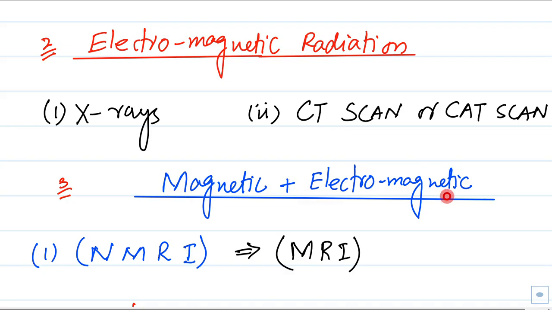Then we have the magnetic and electromagnetic techniques, right? Those techniques in which magnetism and electromagnetism is involved are MRI, or we usually call it NMRI, nuclear magnetic resonance imaging, right? And in the above one, when I say CT scan, I mean that it is basically a technique in which we use the tomographic scanning technique, right?